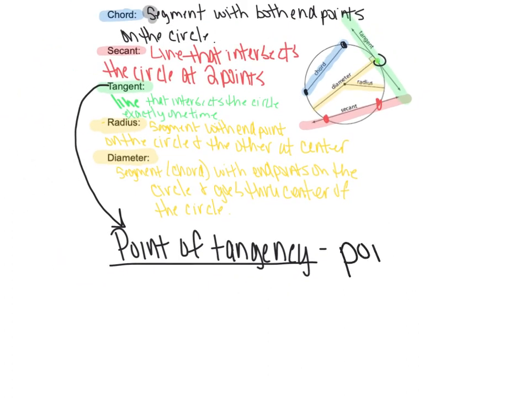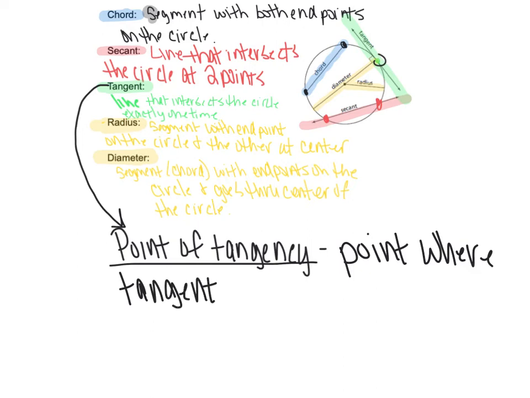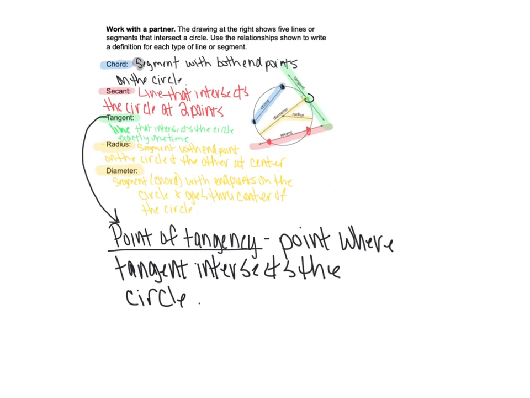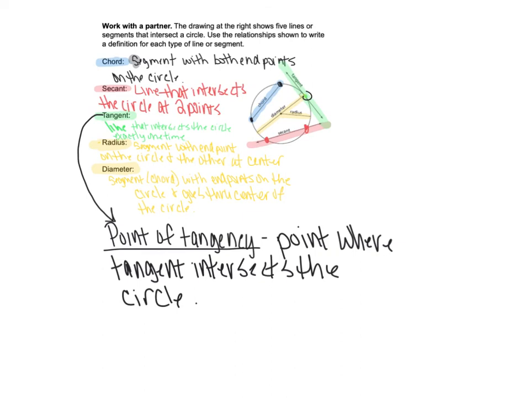So it's the point where the tangent line intersects the circle. And remember, if it's a tangent, it only intersects once because it's only hitting that circle exactly one time. Okay? All right, so let's go ahead and use some of these vocabulary words.